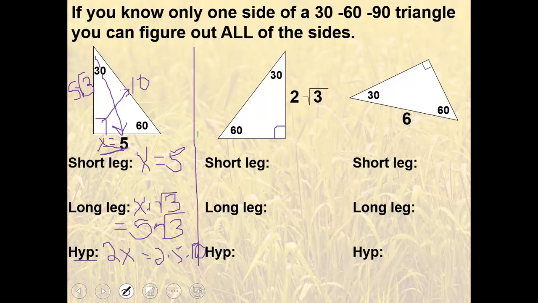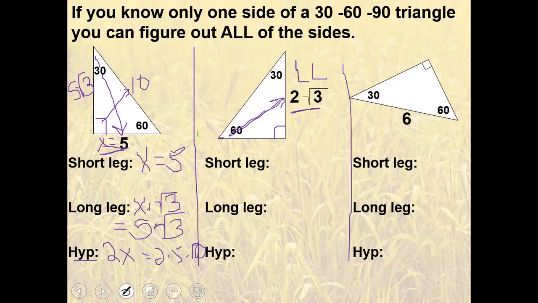Next one. What are we looking at here? We have 2 square roots of 3 over here. Is that the long leg or the short leg? Well, it's across from the 60 degree angle, so it has to be the long leg, not the long side. The hypotenuse is always the longest side. This is the long leg. So how do I get to the short leg?